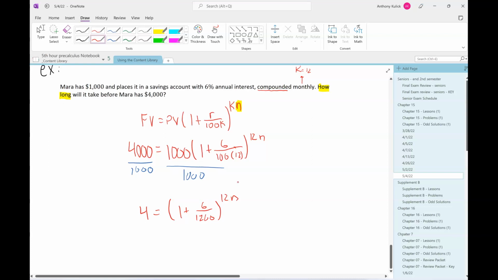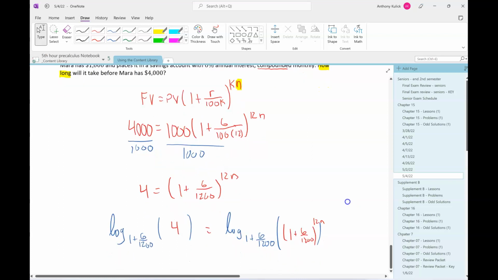It's time for our log. Okay, log of what base should we be using? Log base 1 plus 6 over 1,200. Whatever that number is, I don't care what it is. Neither does my calculator. So I can type it in exactly like it's going to look on my sheet of paper. So I don't have to monkey with converting it to a decimal and then having to round, or worrying about if I rounded it too much.